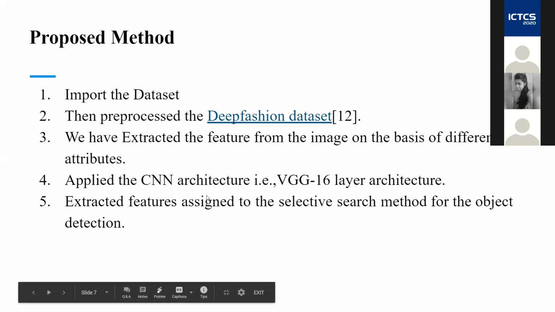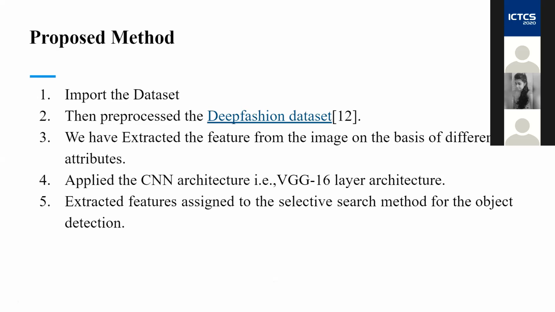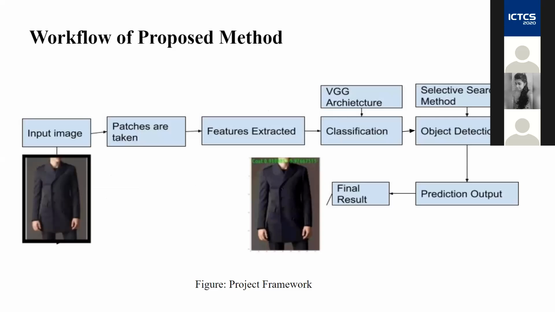For the proposed method, I have referred to almost 17 to 18 papers. Throughout those papers I got the proposed method steps. I imported the dataset, that is the DeepFashion dataset, and pre-processed it. After training and testing I extracted lakhs of different attributes, and applied them to the VGG architecture, after which I got some features. On the basis of those features I detected the image and then recommended other images to the person. I will show you the output.